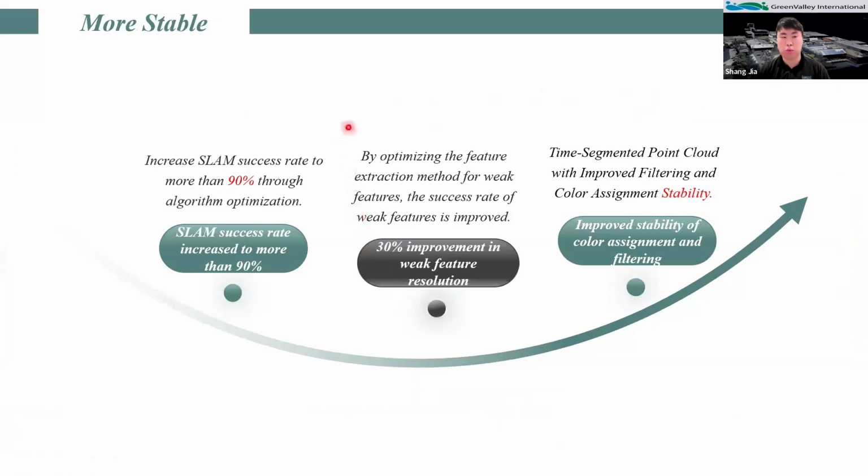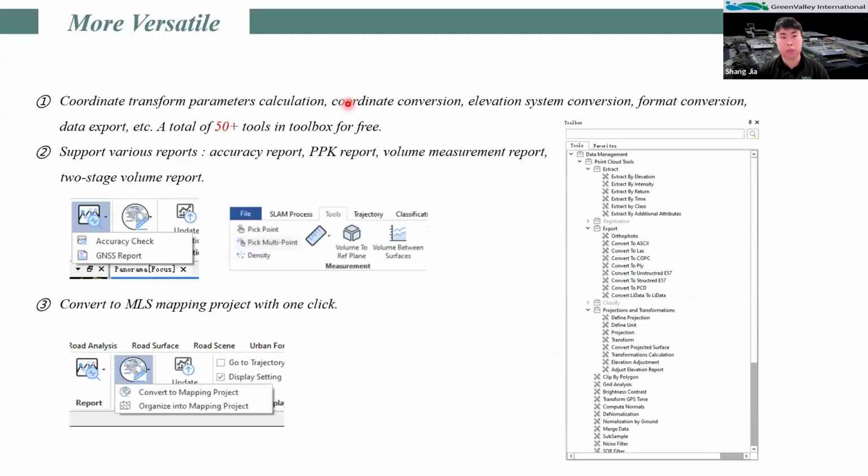It's also more stable, increasing the SLAM success rate to more than 90% through algorithm optimization. By optimizing the feature extraction method for weak features, the success rate on weak features is improved. There is also time segmented point cloud with improved filtering and color assessment stability. And now it's also more versatile.